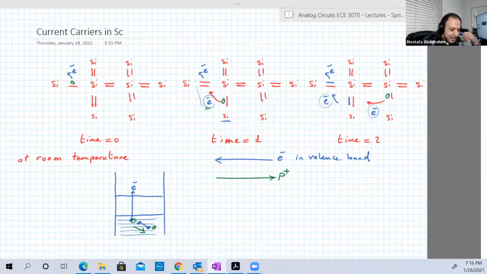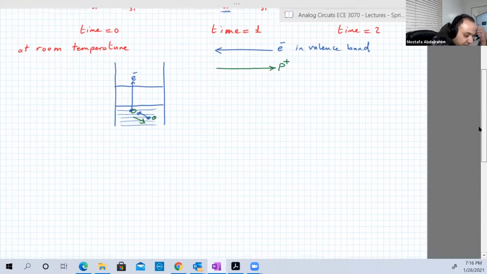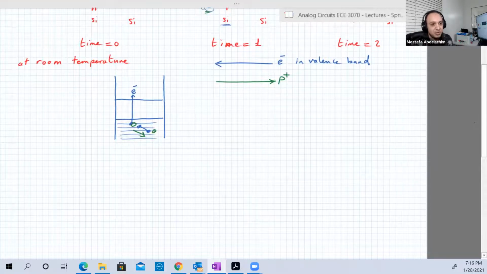Okay, good. Now, based on that, we can say that we have two kinds of current carriers in semiconductors. The first one, which we all know, is electrons in the conduction band. The other one that we have now discovered is the holes, and both contribute to the total current. If you have a piece of silicon and you connect battery terminals to it at room temperature, you will find there is a current. This current not only comes from the electron motion in the conduction band, but also the hole motion in the valence band. The electron motion is the motion of negative charge, the hole motion is the motion of positive charge.